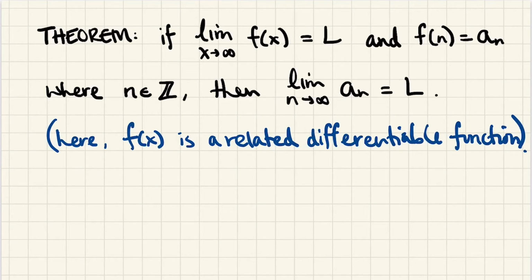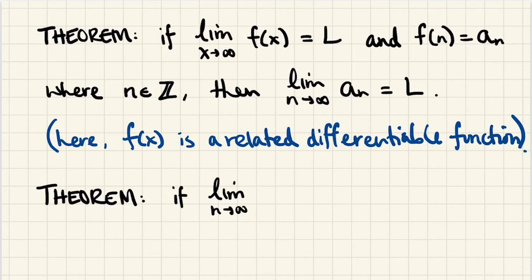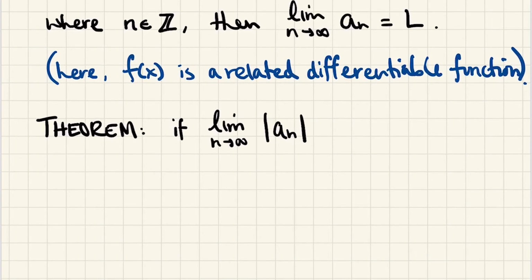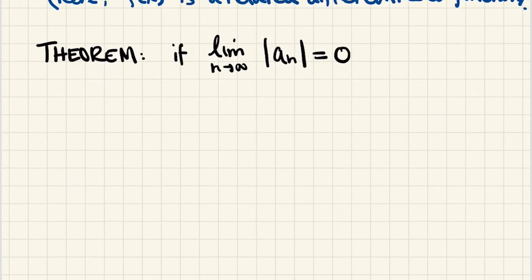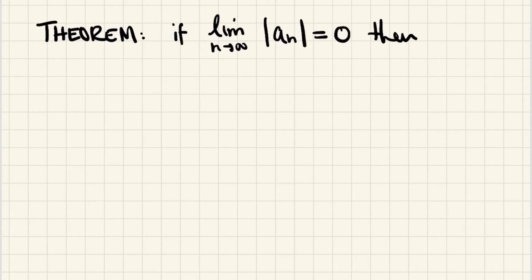Okay, so next thing we're going to see is the following fact. If the limit of the absolute value of a sequence's terms evaluates to 0, then the limit of the original sequence evaluates to 0. This is a particularly useful theorem for establishing whether or not an alternating sequence is convergent or divergent. So we'll use that whenever we have an alternating sequence.